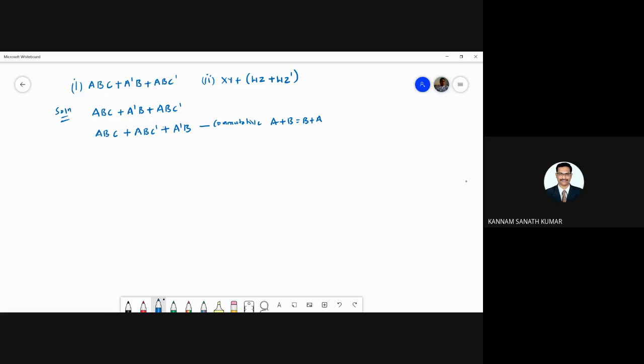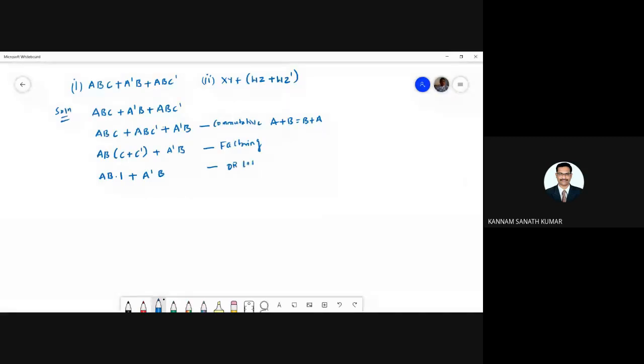So next, factoring. You take A B common, or you can apply the distributive law. So C plus C dash, plus A dash B. This is nothing but factoring. So A B dot 1, plus A dash B. This is nothing but the OR law.